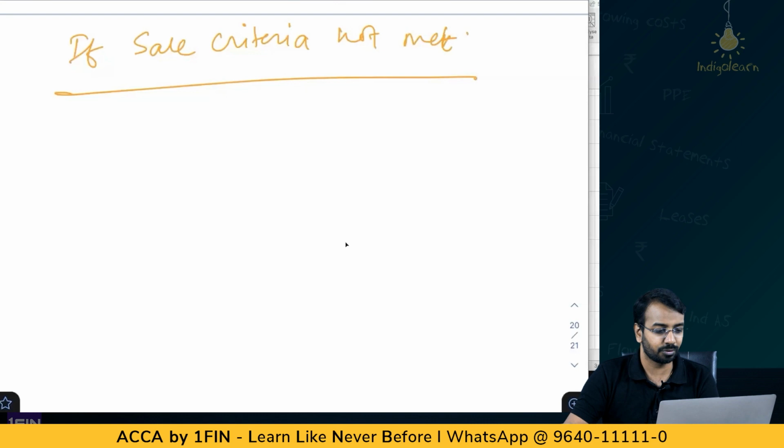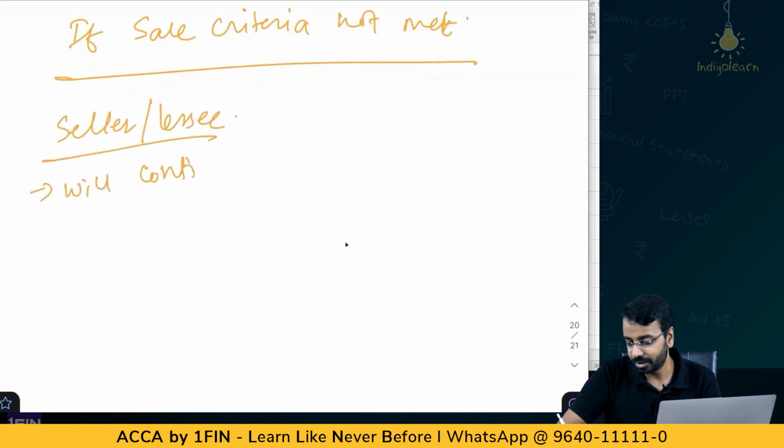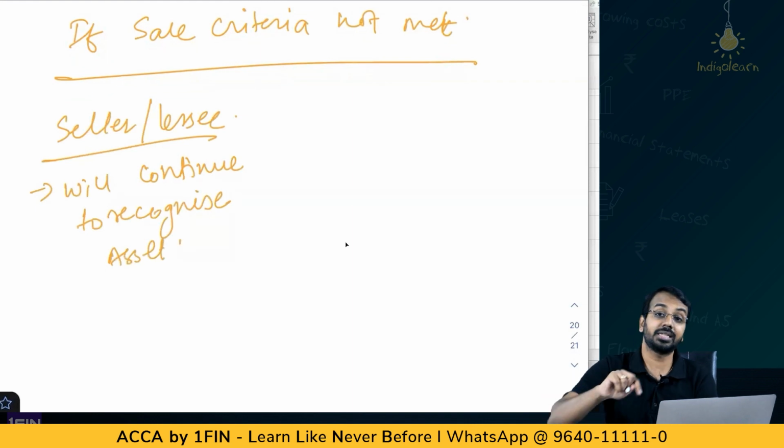So in that case, what you need to do is, the seller or now the lessee will continue to recognize the asset. See, when the sale criteria is met, the asset is de-recognized. When the sale criteria is not met, the asset is not de-recognized. You will continue to recognize the asset.